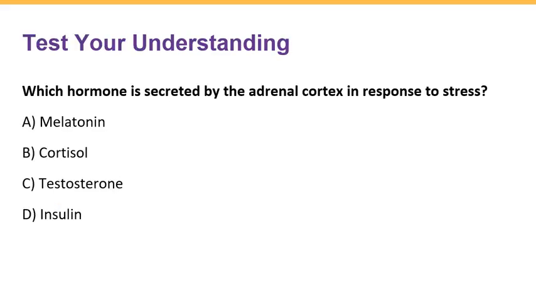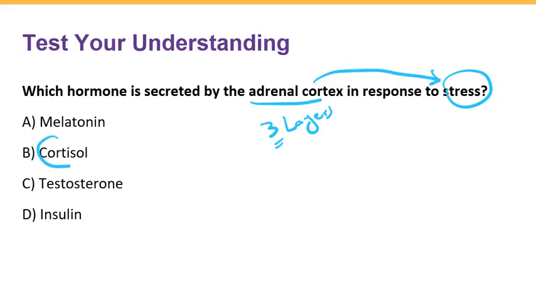And now let's finish this video with one question asking which hormone is secreted by the adrenal cortex in response to stress. Because we know the adrenal cortex has 3 layers and they produce different types of hormones with different functions. But this one is specifically asking which hormone would be produced in response to stress. That is the cortisol hormone. It's easy to guess, right? Because everybody knows that cortisol and stress are related together.